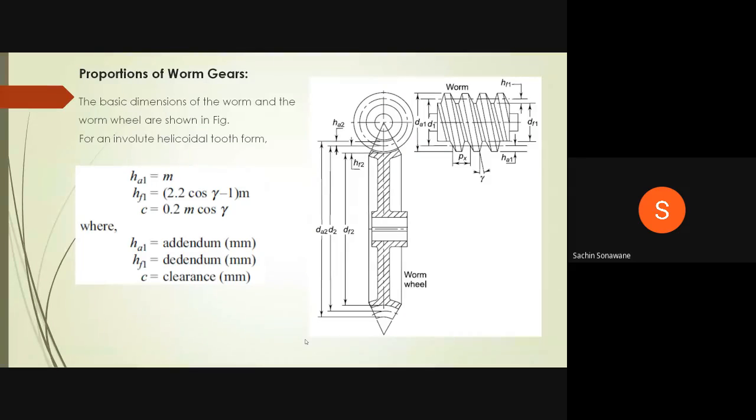Now, we will see proportions of worm gears. The basic dimensions of the worm and the worm wheel are shown in the figure. For an involute helicoid tooth form, ha1, the addendum of the worm, is equal to m. hf1, the dedendum of the worm, is equal to (2.2 cos gamma minus 1) into m. c is the clearance, equal to 0.2 m cos gamma, where ha1 is the addendum in mm, hf1 is the dedendum in mm, and c is the clearance in mm.